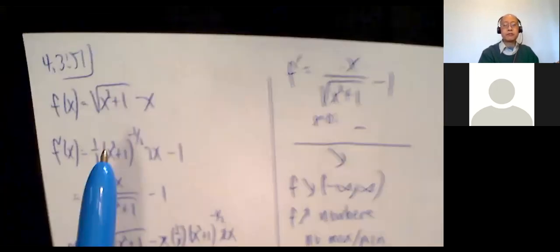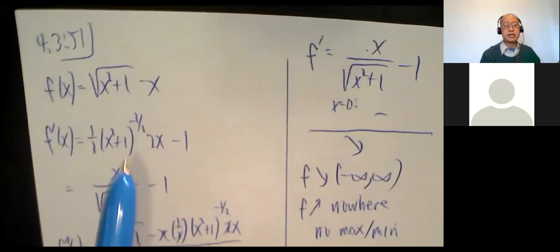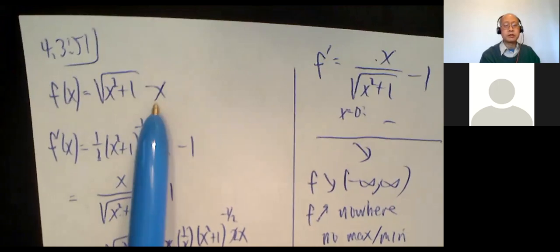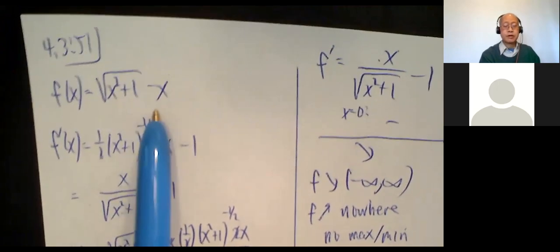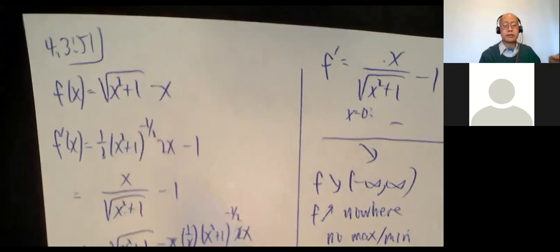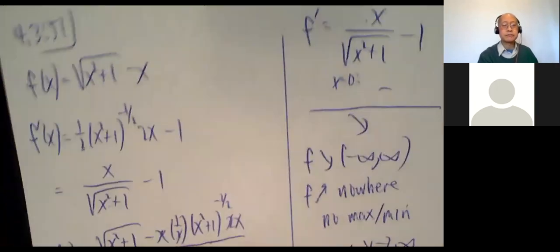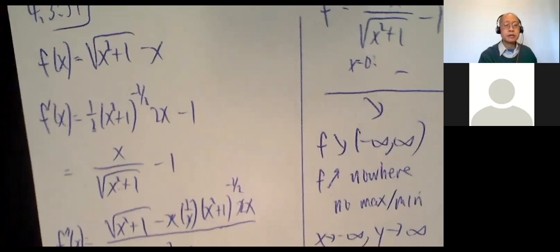Is it above or below the x-axis? Why don't I just plug in an easy number like 0? What happens when you plug in 0? You get 1 minus 0. So this thing's always positive. Not readily evident, but it is always positive. So whatever the graph is, it's always above the x-axis, is what we're saying.